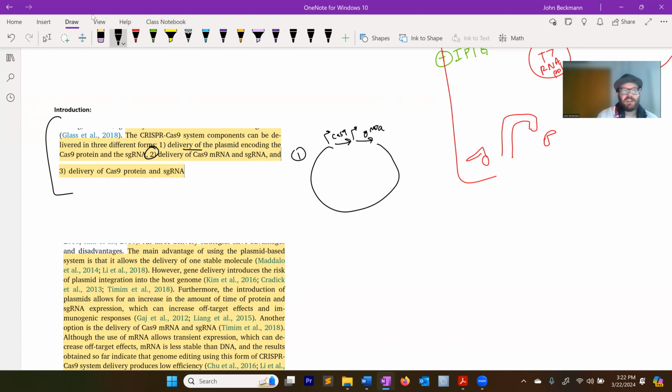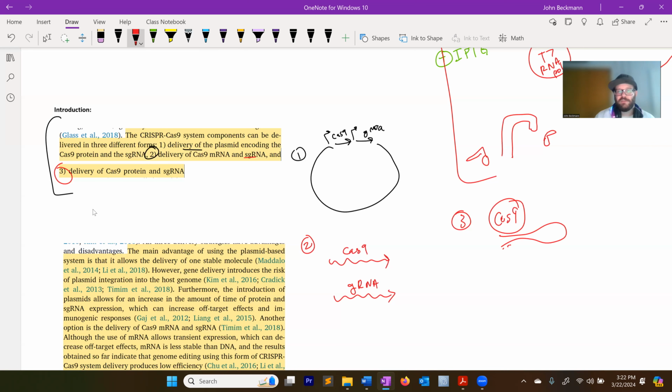The second way is you could deliver Cas9 messenger RNA of Cas9, and messenger RNA of the guide RNA. Okay, that's another way to do it. And then they say there's a third way, which is delivery of, number 3, delivery of the actual Cas9 protein already bound to the guide RNA in the form of the RNP.